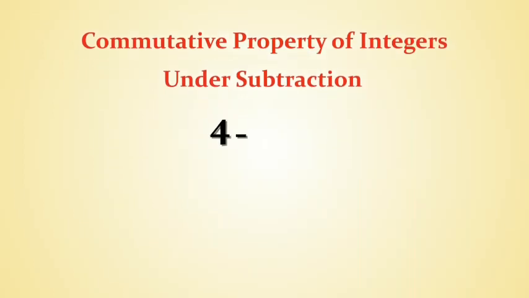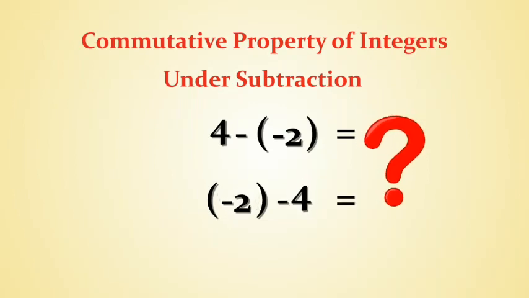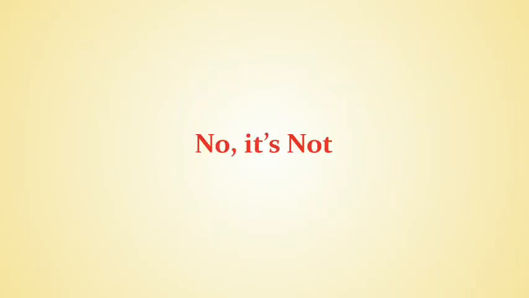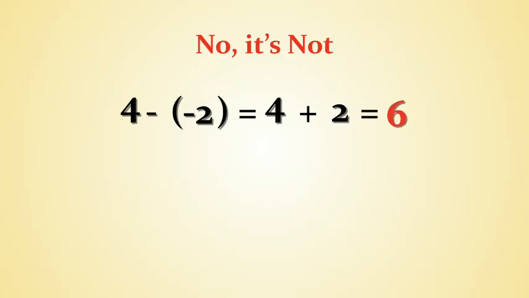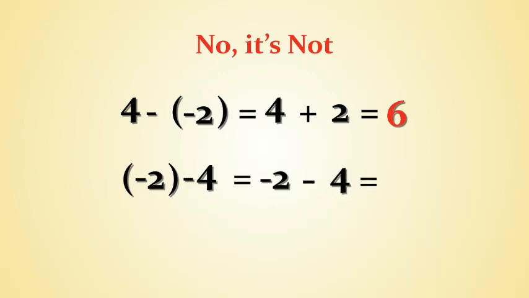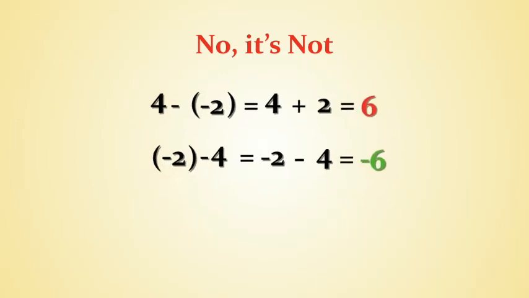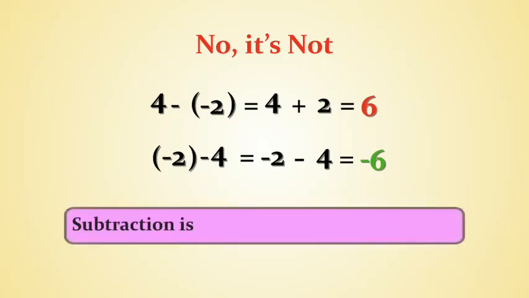Is 4 minus minus 2 the same as minus 2 minus 4? No, it's not, because 4 minus minus 2 is equal to 4 plus 2 equals 6, and minus 2 minus 4 is equal to minus 6. The two values, that is 6 and minus 6, are not equal. Hence, we can say that subtraction is not commutative for integers.